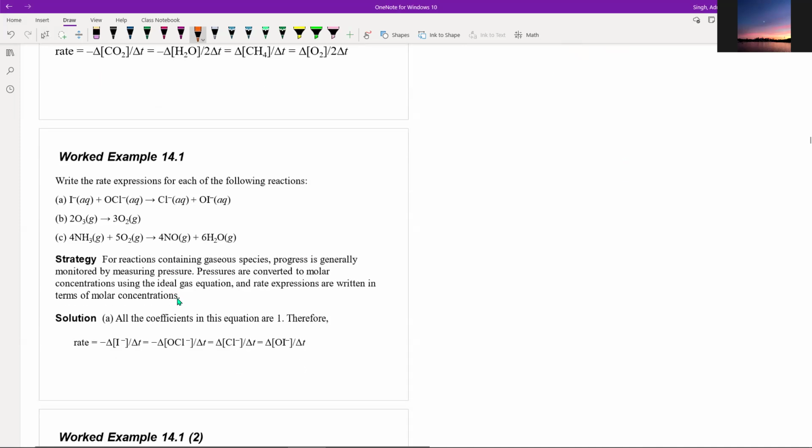So let's say I have item C. I can write that rate as being equal to, now with respect to the ammonia, the NH3, so that's a reactant, so it's going to be negative. Then we put 1 over the coefficient, which is 4, times delta change in the concentration of ammonia over change in time. And that's the same as, we look at the oxygen now.